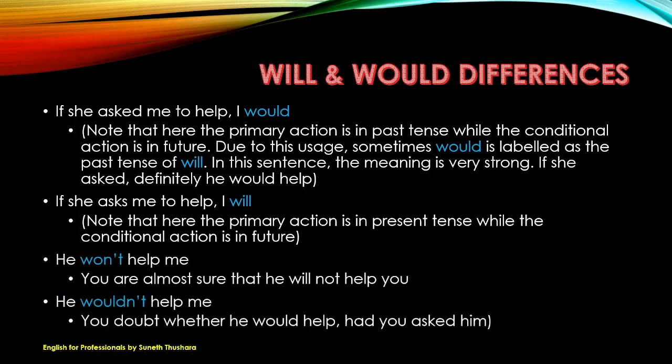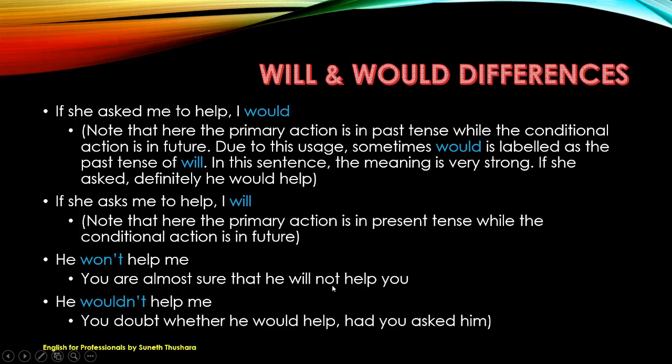Then this is another example. He won't help me. So you are almost sure that he will not help you. Just think that you are studying for an exam or something. Your friend comes to you and asks, why don't you get help from Sam? So you say, he won't help me. Okay, just understand with the negation. Here won't, here wouldn't. With the negation, this one becomes strong. Earlier I would became strong and I will weakened. Here with the negation, he won't becomes strong and he wouldn't becomes weak. He won't help me means you are 100% sure he is not going to help you.